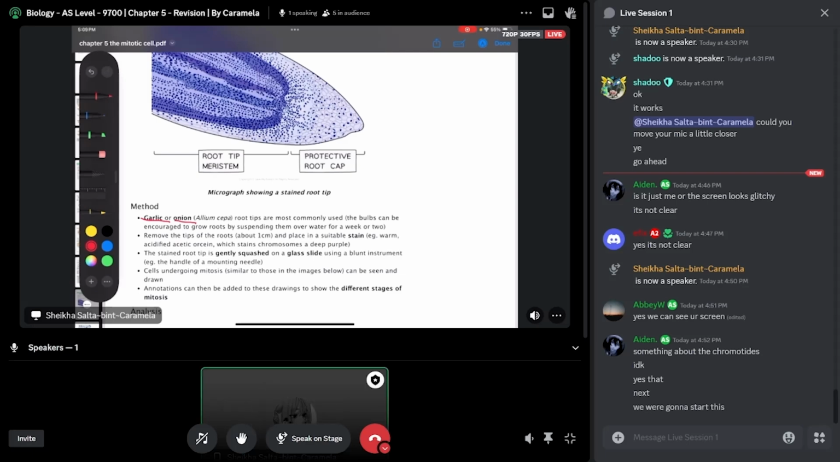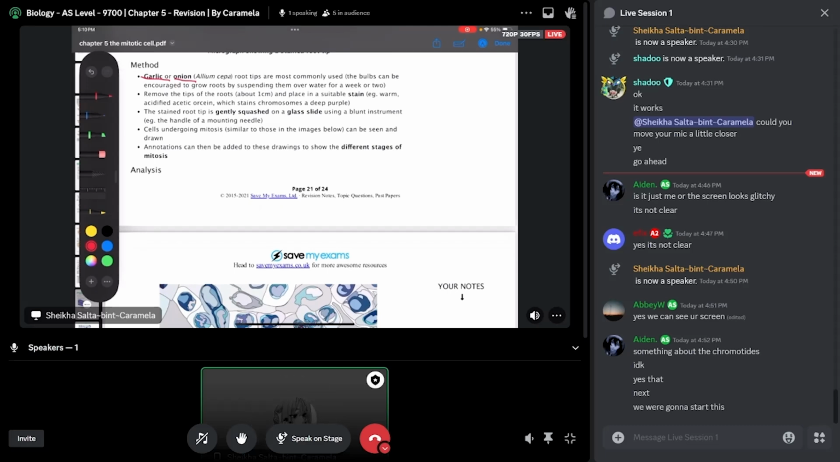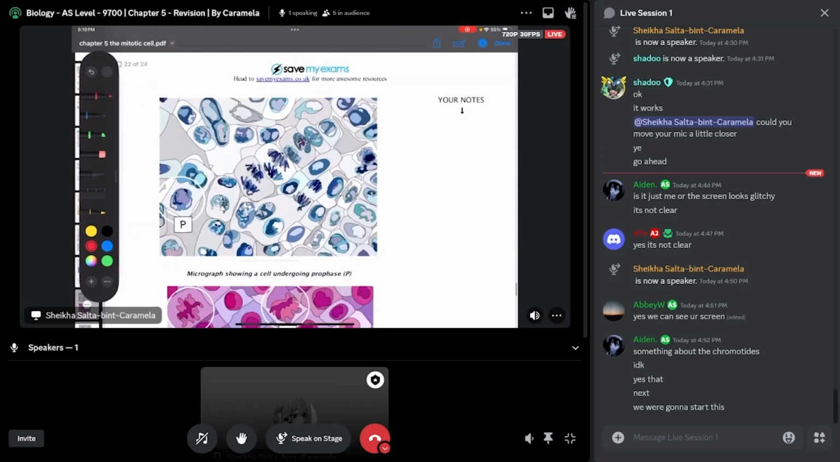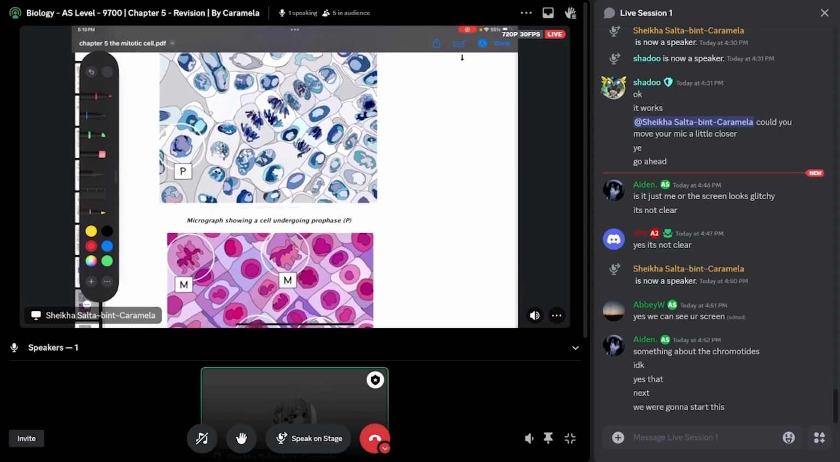Images are given below. I'm going to show you different images that can be seen, and you can draw them easily. And the annotations can be made to these drawings to show different stages of mitosis. Now this is very digitalized, so it looks very clear. And we can see that this cell right here is marked as P, which means it's in prophase. You can see this dense blob in the center. That means that it's in prophase. Then we have this cell. You can say that it's in anaphase because there's a separation in between, and you can see chromatids on each end.